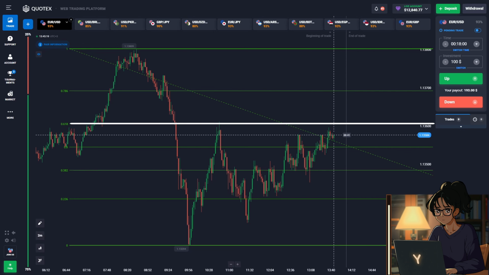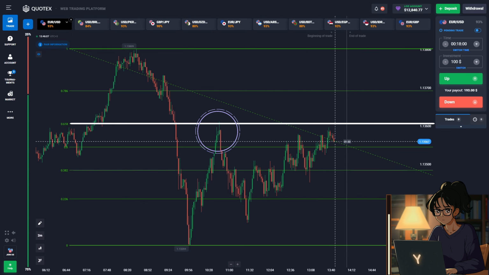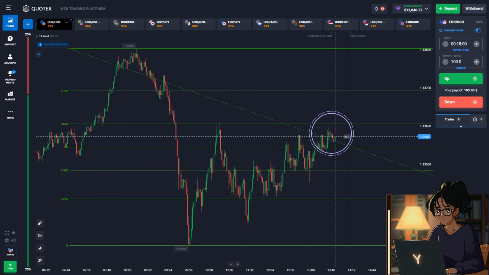Then it stopped at 0.618 level. It didn't break it, just touched it with a wick. That confirms the downtrend is still active. If it had closed above that level, we'd likely see a flat or a full reversal. I was waiting for the price to come back to that level.